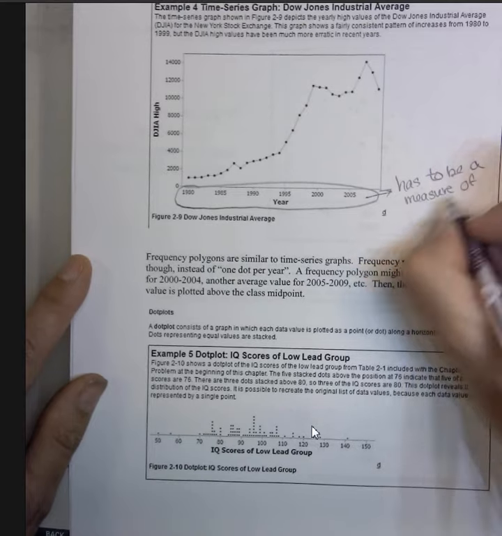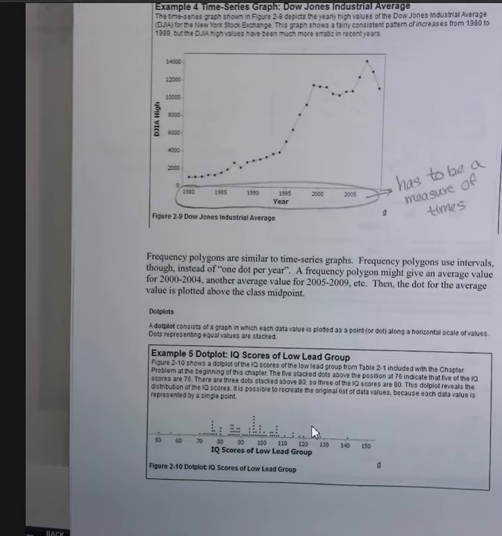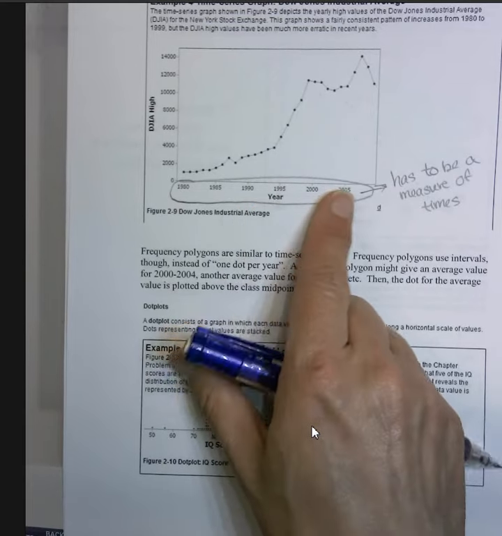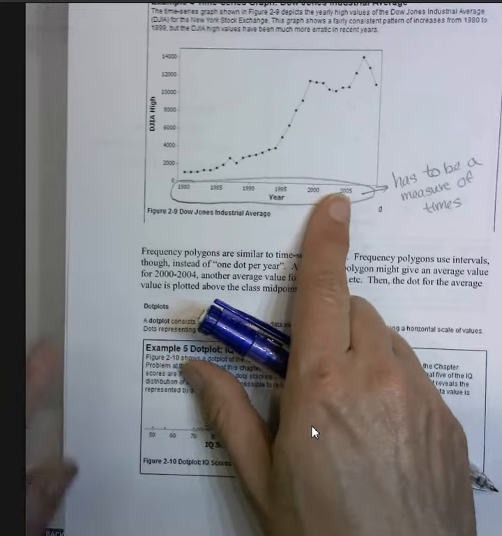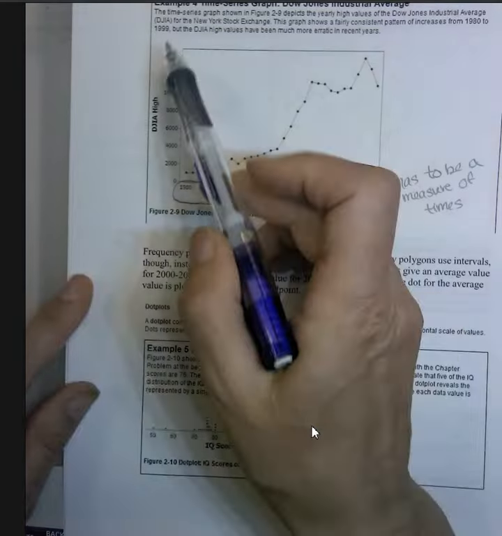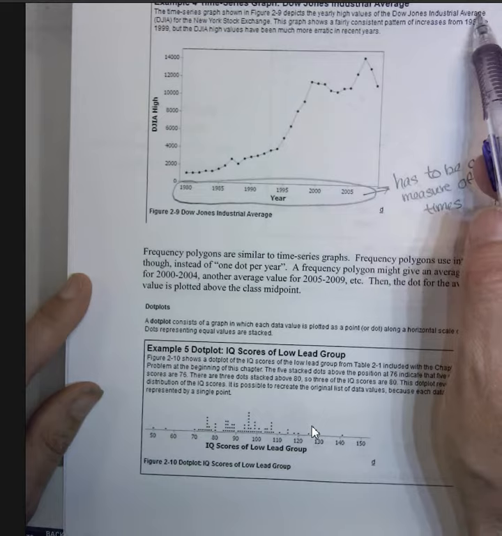Like you could follow the value of a particular stock. You could do it month by month, week by week, day by day. So you could have any unit of time on here, but the horizontal axis is always measured in time, and then it could be any other numerical value for the y-axis. So here it says the yearly high values of the Dow Jones Industrial Average for the New York Stock Exchange.